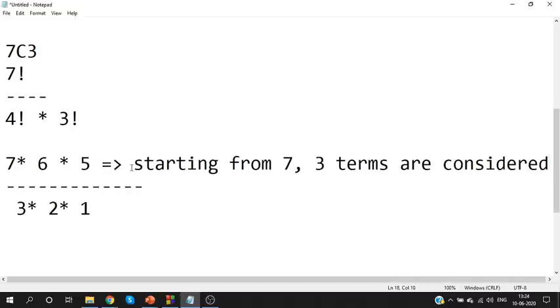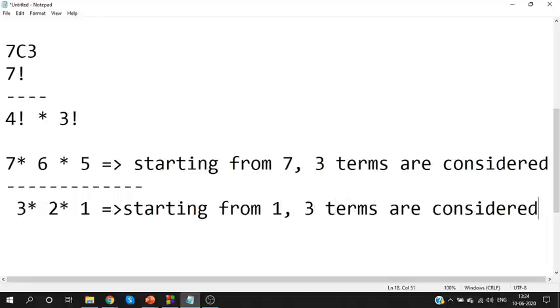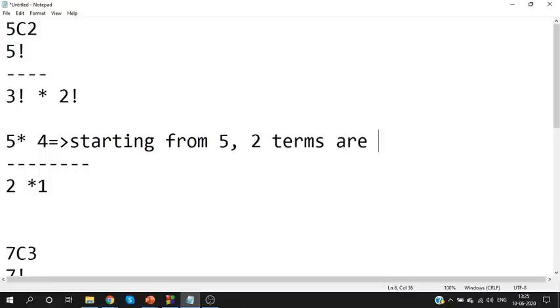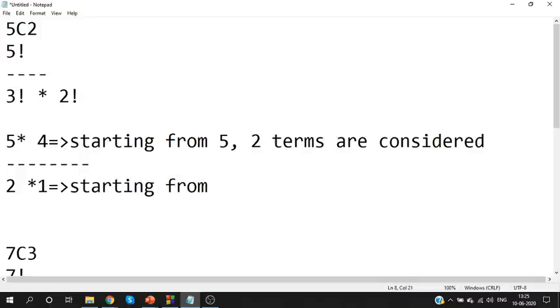Okay, what happens in the denominator? Starting from 1, 3 terms are considered. Can you all understand this? From 7, 3 terms. From 1, 3 terms are considered. Similarly, in this case also, starting from 5, 2 terms are considered. In this case, starting from 1, 2 terms are considered. Can you all understand this?